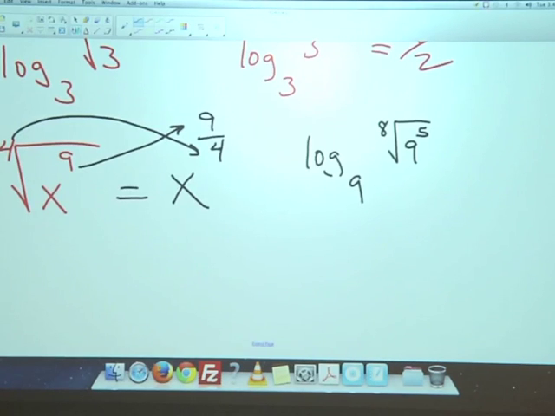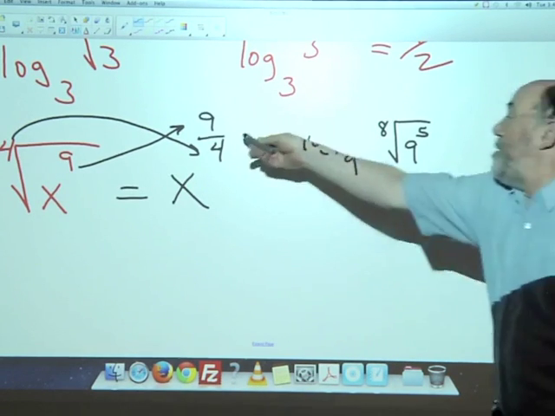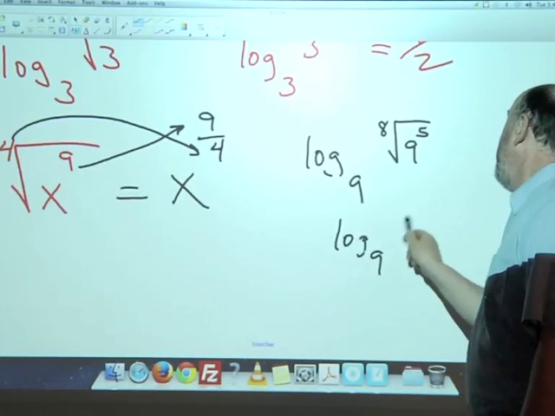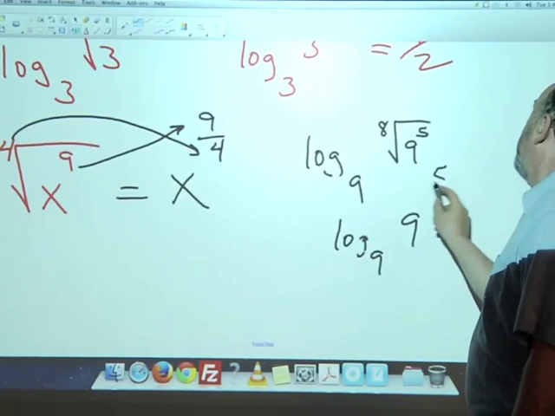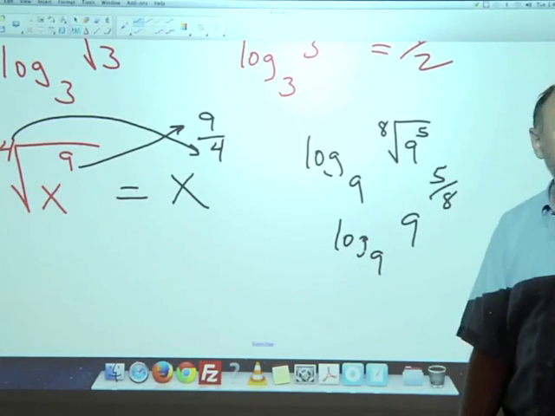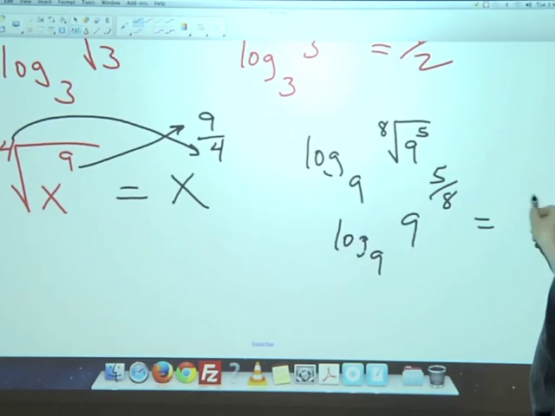So then, how did we end up with 5/8? Because I can rewrite this based on what I had over there. We end up with the log base 9 of 9 to the 5/8. And I said if these 2 numbers match, they go away. We're left with 5/8. Okay? What if they're not the same? Then it's a different problem. Okay. And you need a calculator. We'll say that for next week.